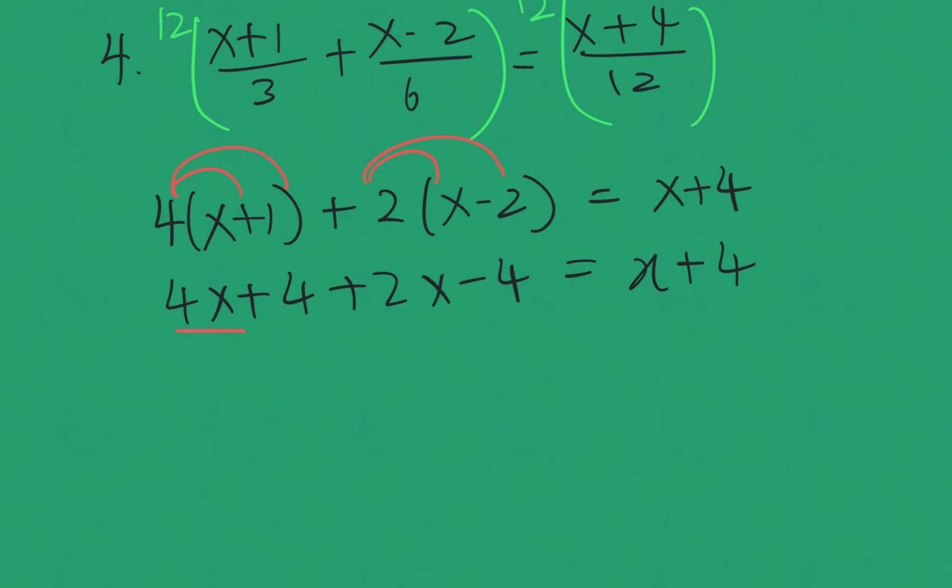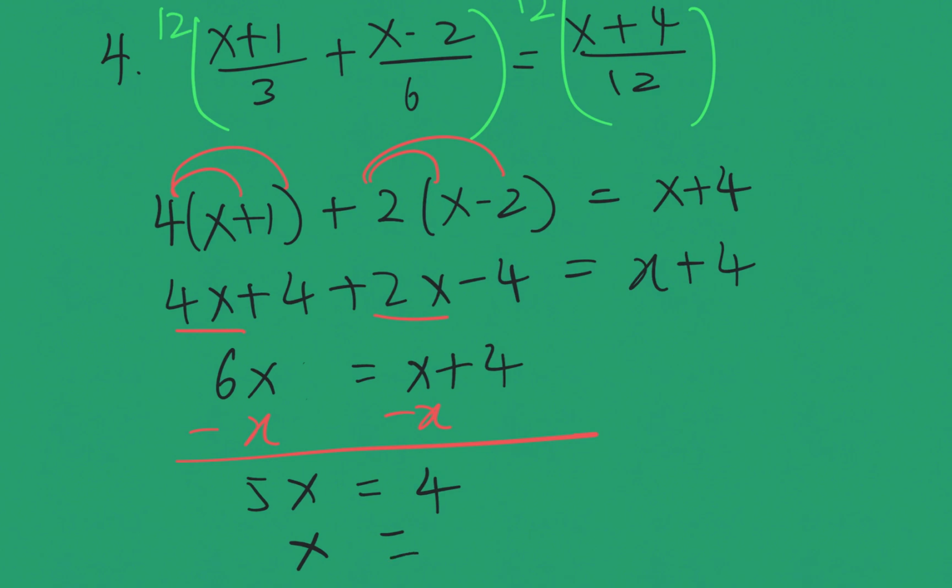Now I combine like terms. So it's 6x, and plus 4 and negative 4 cross out. So I only end up with 6x on the left-hand side, and it equals x plus 4. Now I have x's on both sides, so I get rid of the x from one side. I end up with 5x equals 4, and I divide both sides by 5. So x equals 4 over 5.